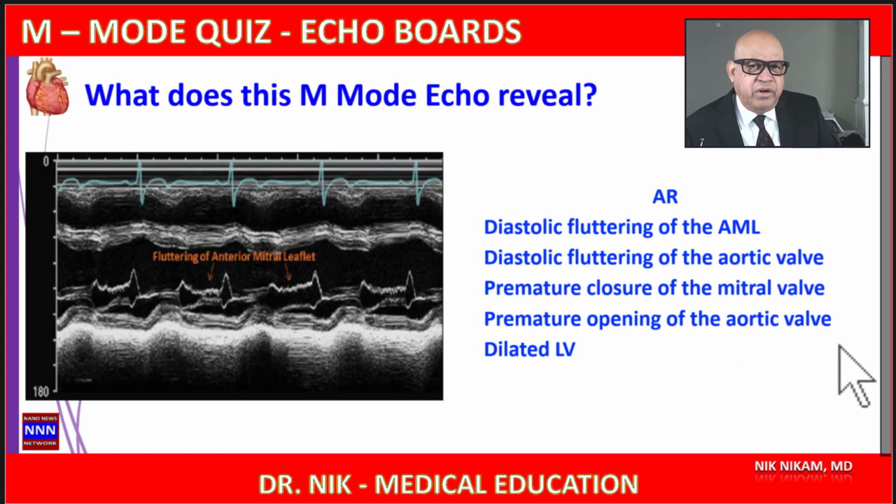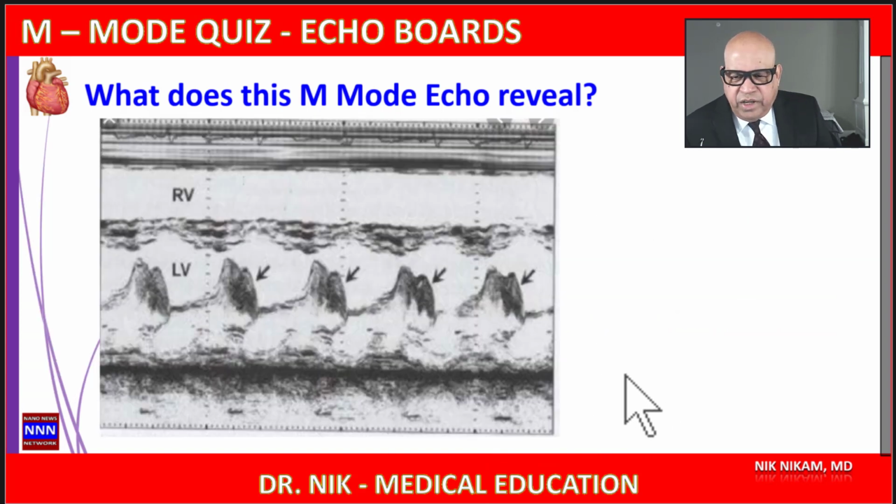For the same reason, when the left ventricular pressure goes up, the aortic valves may open prematurely. Along with that, we may see some left ventricular dilatation in patients with advanced aortic regurgitation. What do you see here?